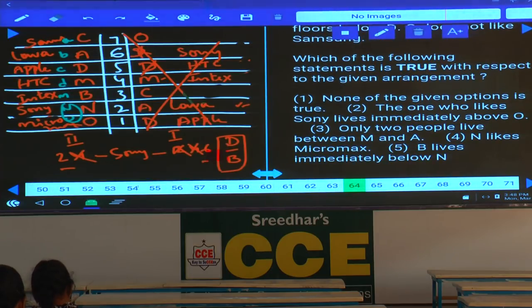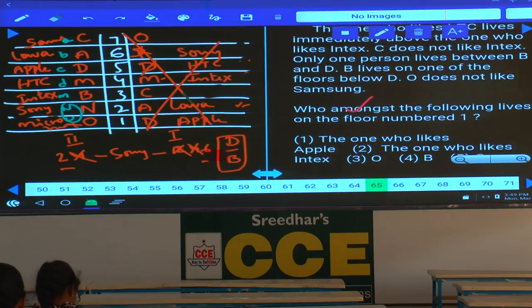Then 64, which of the following statements is true with respect to the given arrangement? The one who likes Sony lives immediately above O. Sony lives immediately above O, that is definitely true, choice 2. 64, choice 2. And finally, question number 65. Who among the following lives on the floor number 1? On the floor number 1, O, the one who likes Micromax, choice 3.